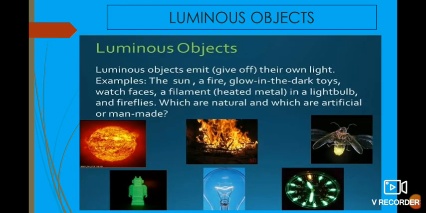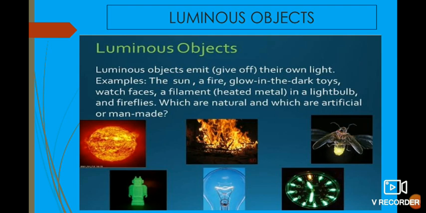Let us study the luminous and non-luminous objects in detail. So how will you define luminous object? Any object which gives out light, has light of its own and gives it out is called a luminous object. Luminous objects could be natural or it could be man-made. Some natural luminous objects are the sun, any kind of fire and the glowworm, isn't it? These are examples of naturally occurring luminous objects.